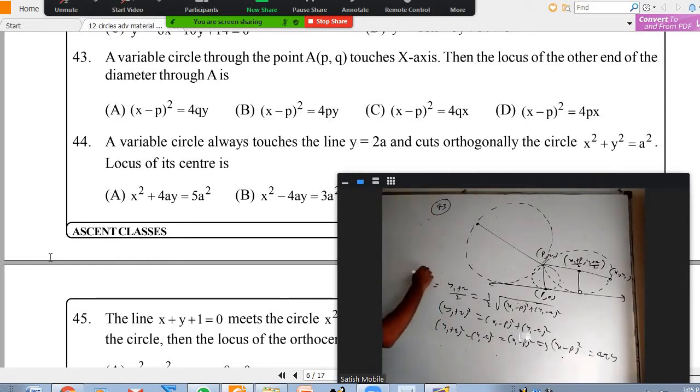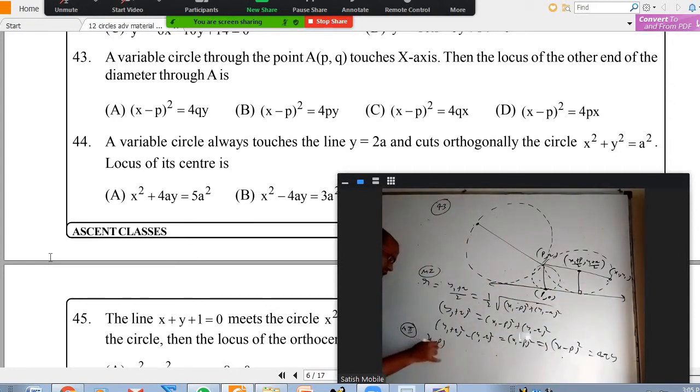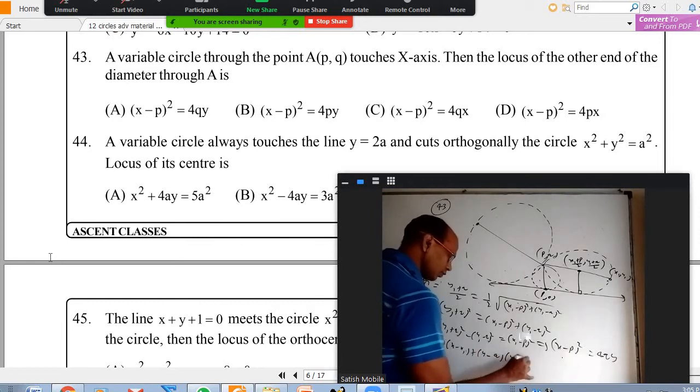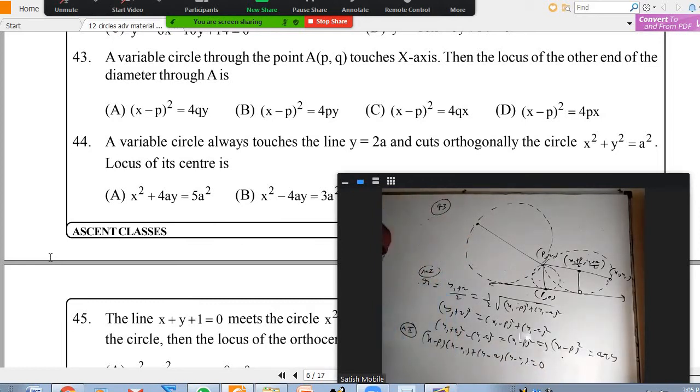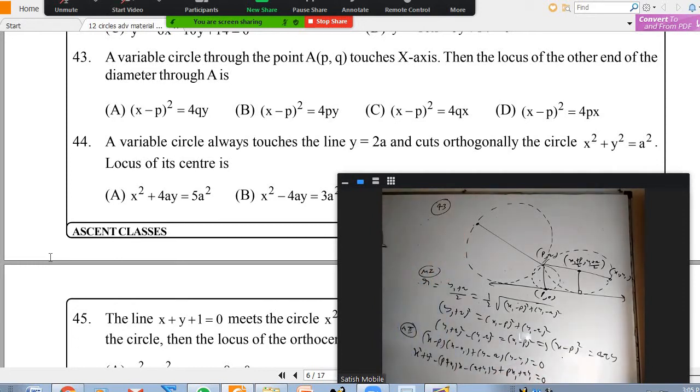This is method 1. Method 2: the circle with P, Q and x1, y1 as ends of the diameter is x minus p into x minus x1 plus y minus q into y minus y1 equal to 0. When I expand this, I'll get x square plus y square minus p plus x1 into x minus q plus y1 into y plus px1 plus qy1 equal to 0. Now you can use the g square equal to c condition for this.